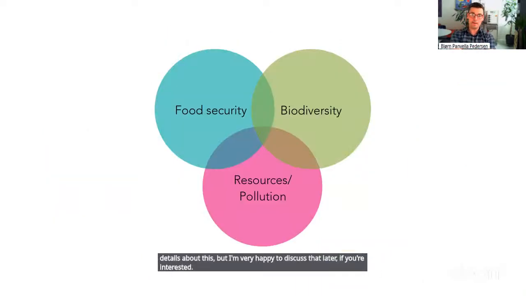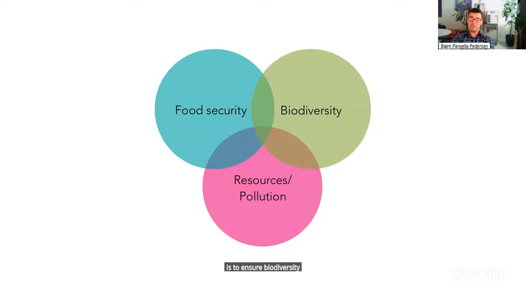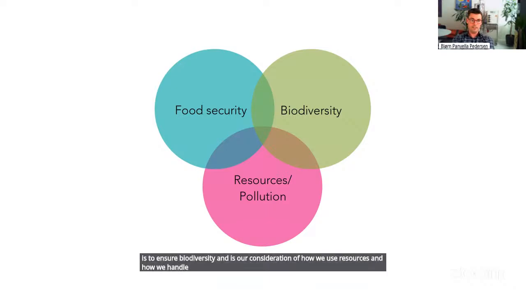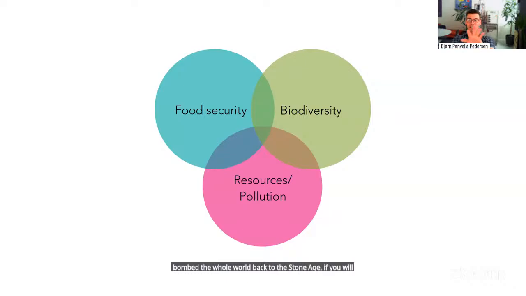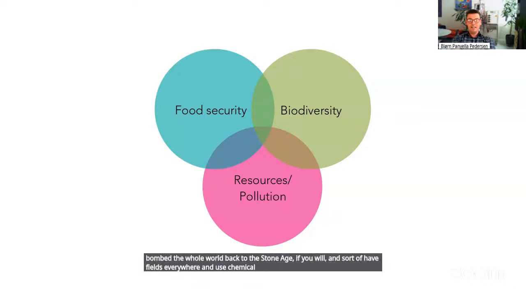So with that, I just want to sum up and say that some of the challenges society is facing worldwide today are to ensure food security, to ensure biodiversity, and our consideration of how we use resources and how we handle pollution in the world. And any of these three problems are arguably manageable if you ignore the other two. So it's very easy to have food security if you just bomb the whole world back to the Stone Age, if you will, and have fields everywhere and use chemicals on everything. Biodiversity is also very easy to solve. All you have to do is stop growing food and let nature be. And then, of course, we will all starve, but we'll have plenty of biodiversity and so on and so forth.